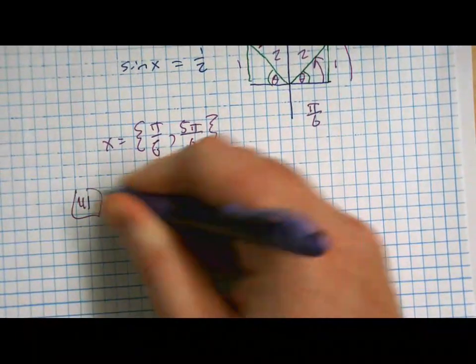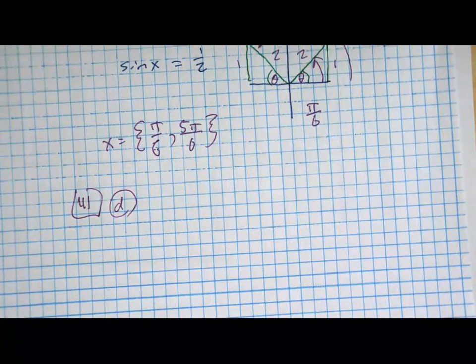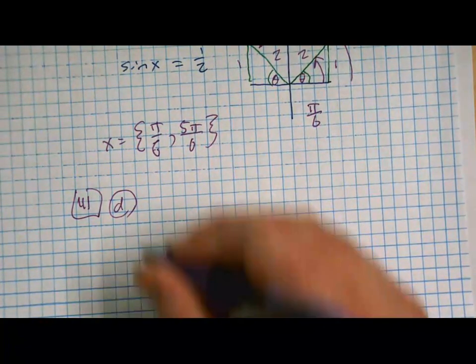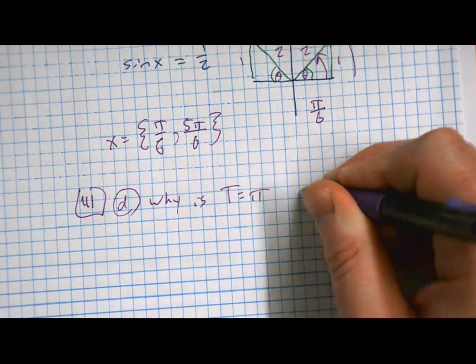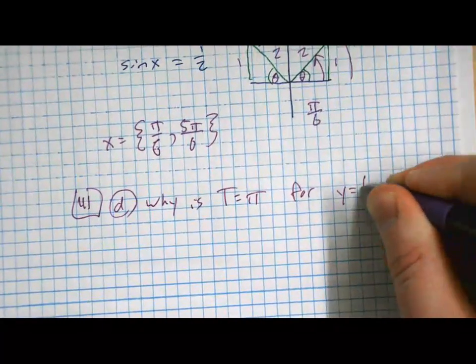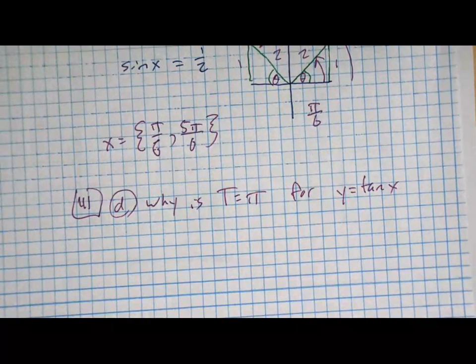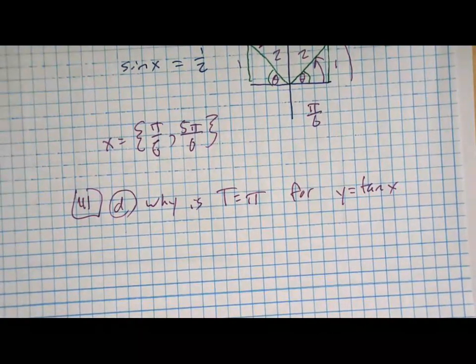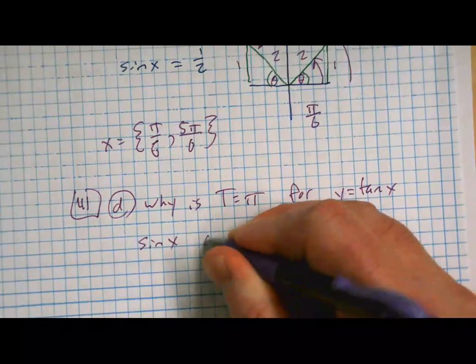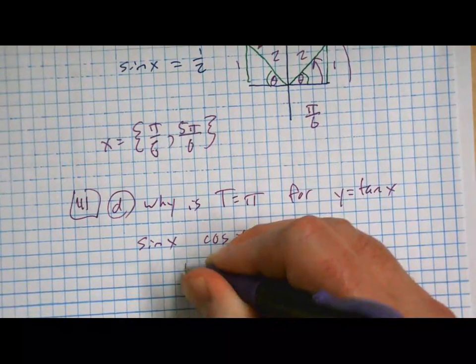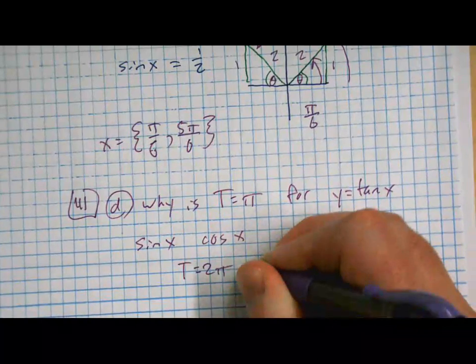41, D. We don't need the picture or anything for this. They want to know why is the period equal to pi for y equals tan x. Are you comfortable with, for sine x and cosine x, that the period is 2 pi? Are we feeling okay about that?